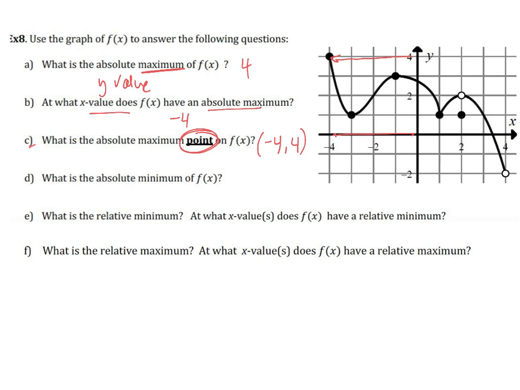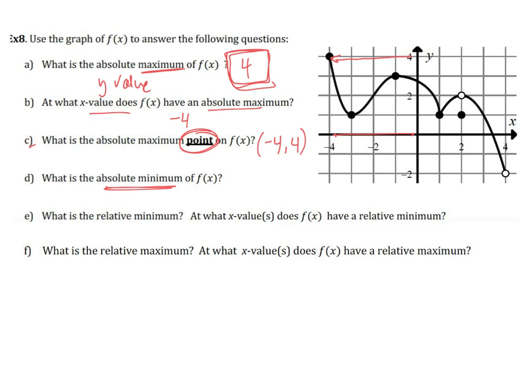But if we just say, what is the absolute maximum of the function? You're just giving us a y value. If we ask for an absolute minimum of the function, you're just giving us a y value.